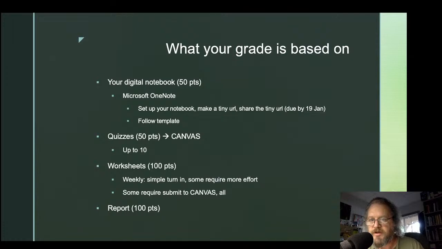So the notebook is an important part of your graded element for the lab class, of course. And so the usual way this works is that the first part of the notebook is to create it, and then share the URL address with me. And the additional thing is, I really don't want you to send me the hundreds and hundreds of characters long URL for your OneNote. I want you to take the next step and create what's called a tiny URL, a shortened URL.